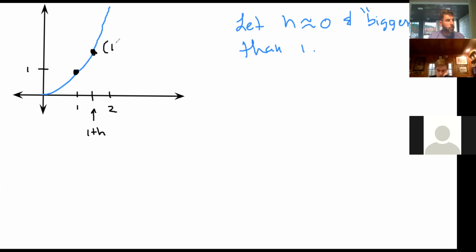So for example, what are the coordinates of this point? This is 1 plus h, comma, f evaluated at 1 plus h. I know that looks scary, but that's what the coordinates are. And what is this point? Well, this point right here is the point 1 comma f evaluated at 1. Now, if I draw a line between these 2 points, I'll call it red.